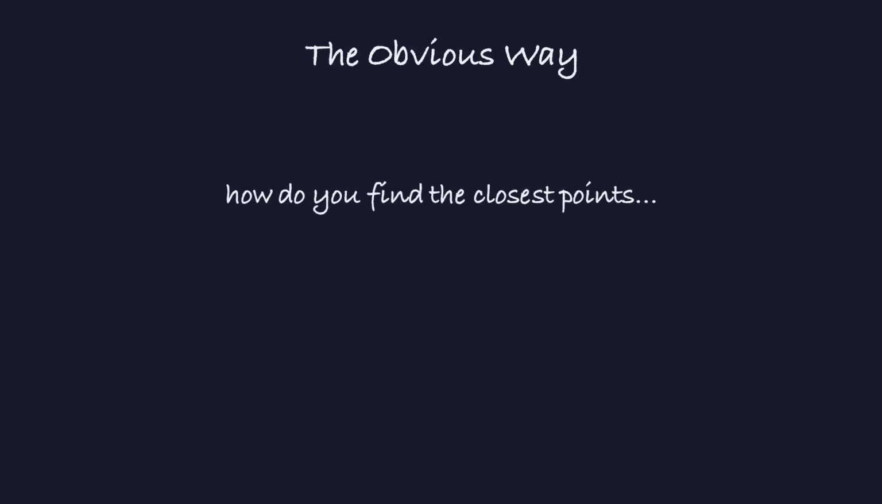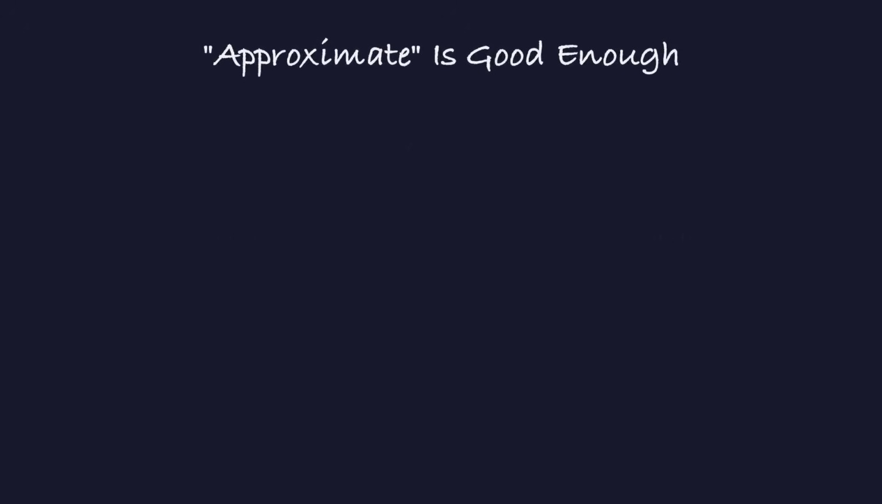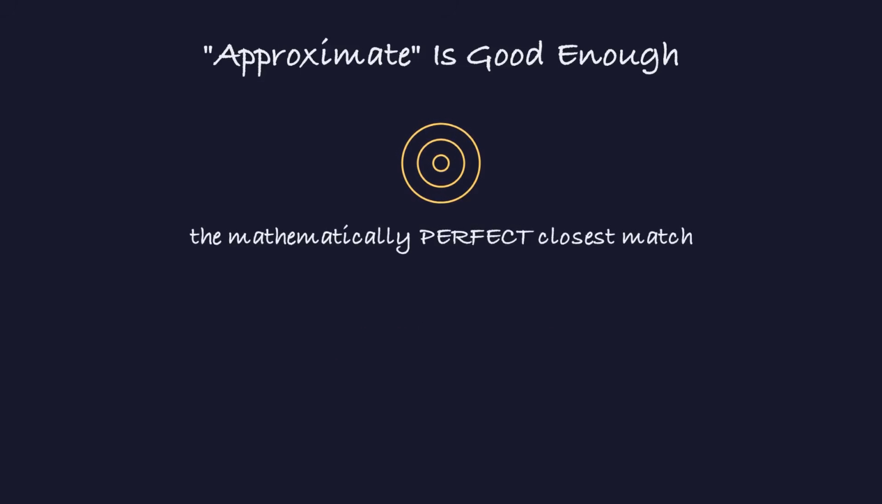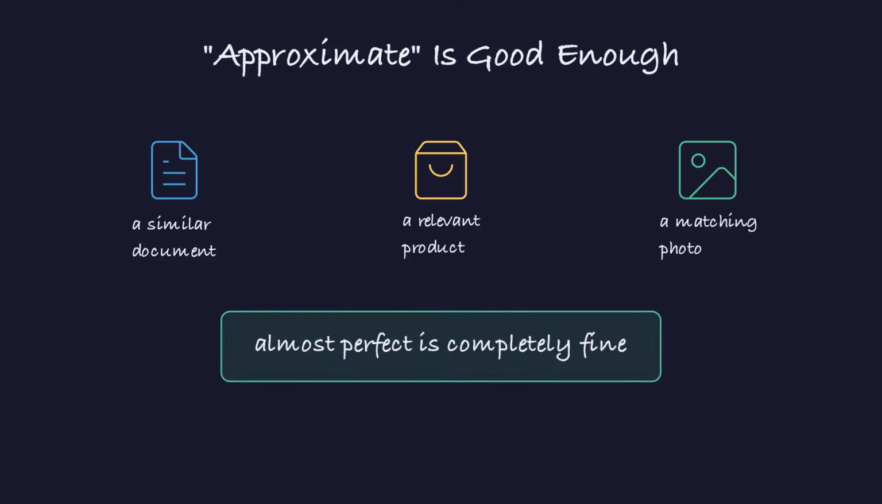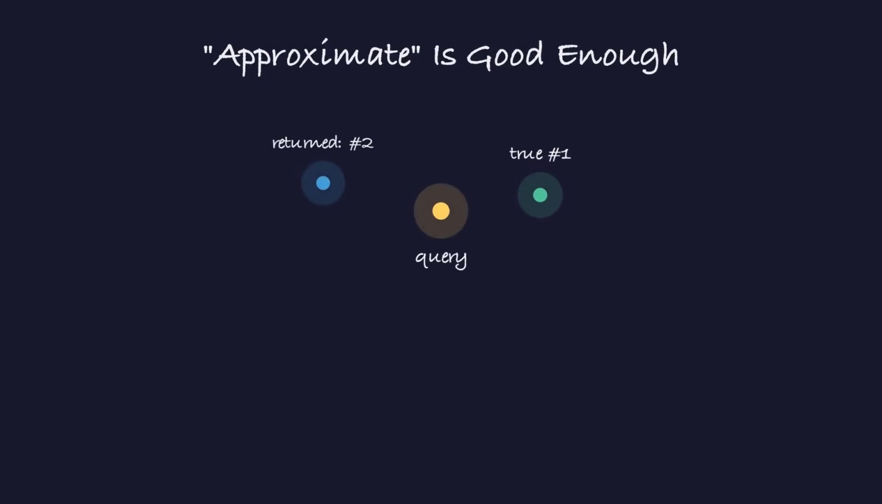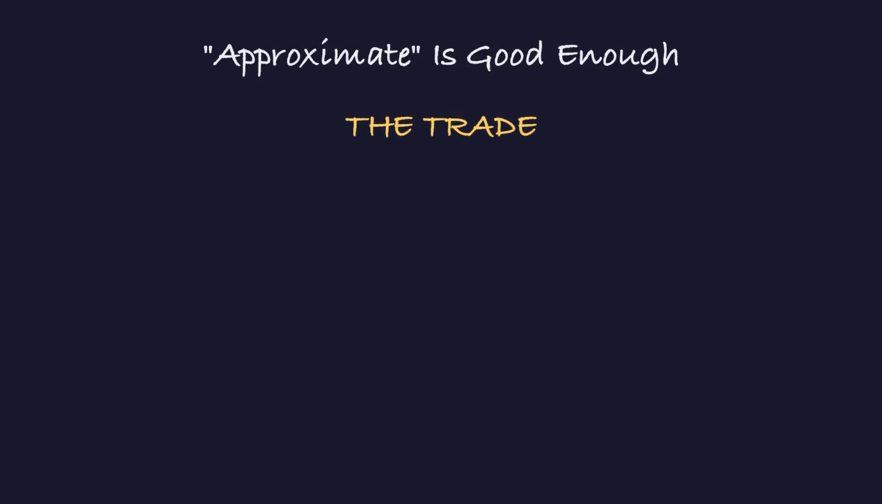So the whole game becomes this: how do you find the closest points without checking all of them? Here's the key insight that unlocks everything. Ask yourself, do you actually need the mathematically perfect closest results? For finding a similar document, a relevant product, a matching photo, almost perfect is completely fine. If the true best match was the closest point, and you hand back the second closest instead, nobody notices. Nobody cares. So vector databases make a trade.